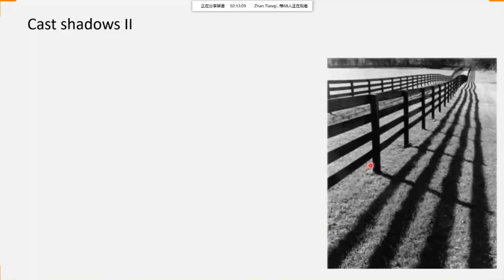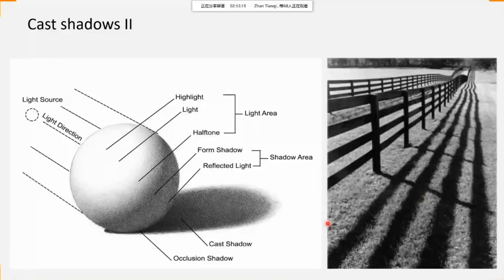Also here, you have the shadows, of course, strong linear perspective also in this image. And here is more information about these different shadows. What's called here reflected light, this would be ambient, what we have learned in the example shape from shading. So ambient means that here is some reflected light, therefore this is a bit brighter.